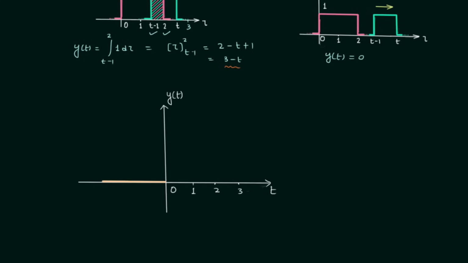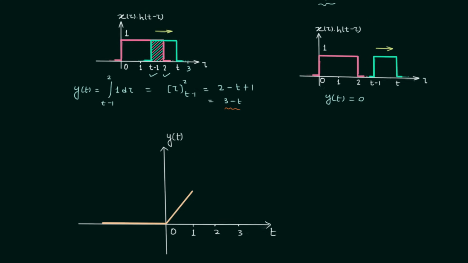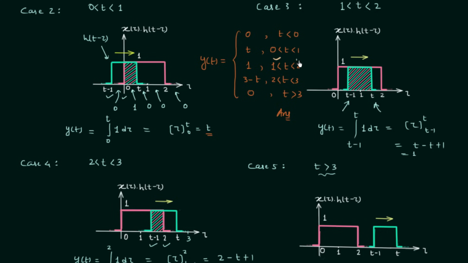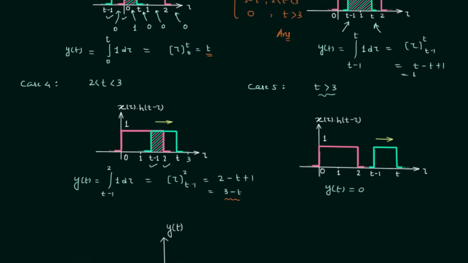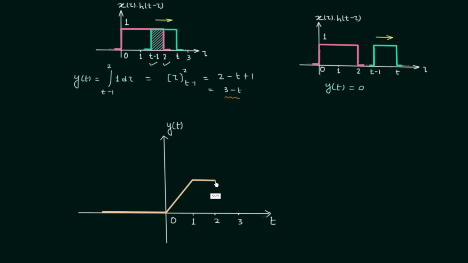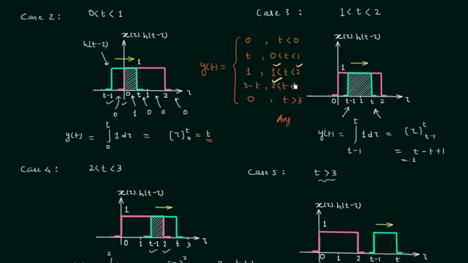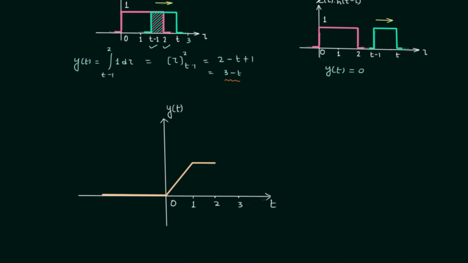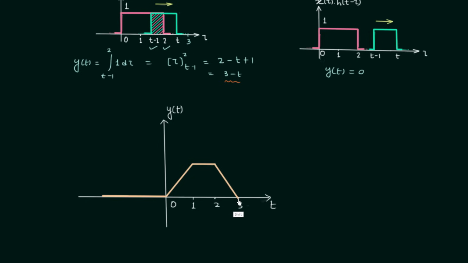From 0 to 1, yt is equal to t, so it will increase linearly like this. And from the definition you can see when t is between 1 and 2, it is equal to 1. It is constant. So we will have the waveform like this from 1 to 2, and after this, when t is between 2 and 3, we have yt equal to 3 minus t. It is the equation of a straight line with a negative slope and intercept equal to 3. So this is how the waveform will look, and when t is greater than 3, again yt is equal to 0 till infinity.